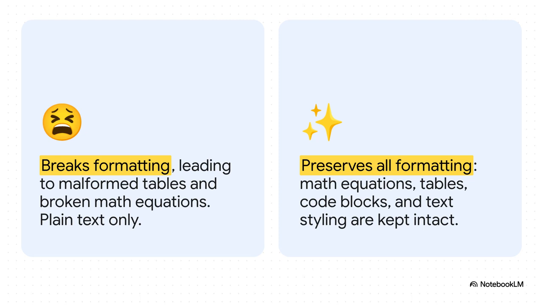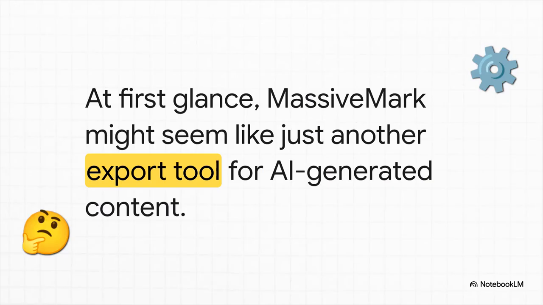But on the right, that's the promise of MassiveMark. Perfect formatting. Every single time. It's clean, it's professional, and it's just ready. So when you see that, you're probably thinking, okay, cool. It's a fancy converter. It takes stuff from ChatGPT or Gemini and spits out a docx file. And you know what? For a while, that was pretty much what it was.